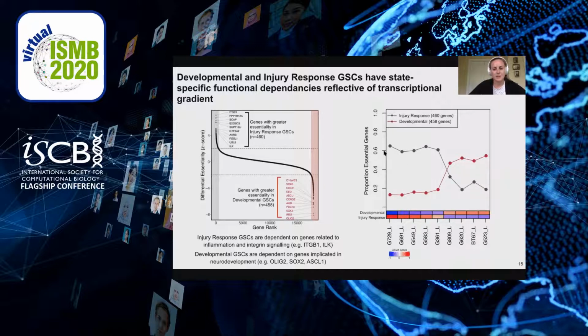So next, we wanted to see if we compared this functional data across the sliding window, how does it relate to our gradient? Do we still see these samples that are in the middle of our transcriptomics gradient having middler phenotypes with the functional data? So here what you can see is each sample as the columns, and then we have for each sample what proportion of its essential genes are either specific to injury response or developmental programs from the left side of the slide here.